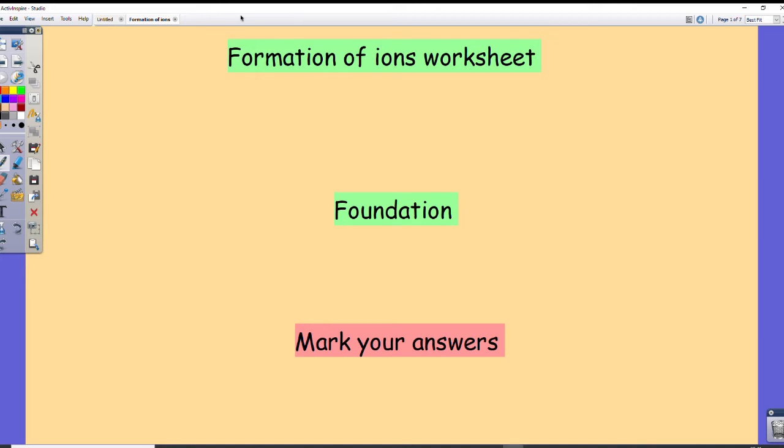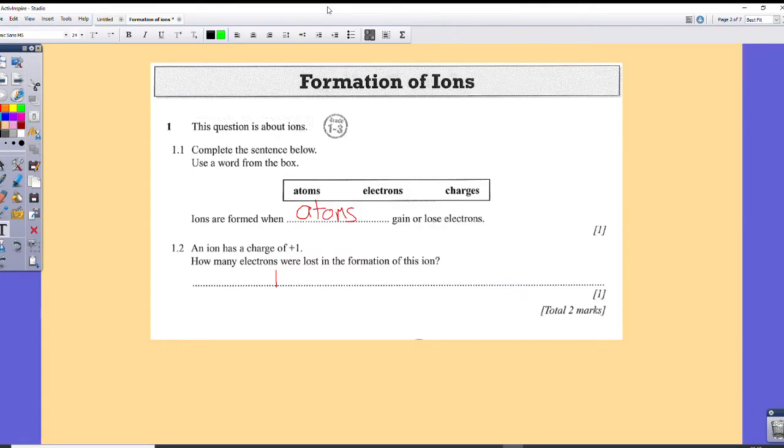Formation of ions, worksheet, foundation. Question 1. Filling in these blanks.